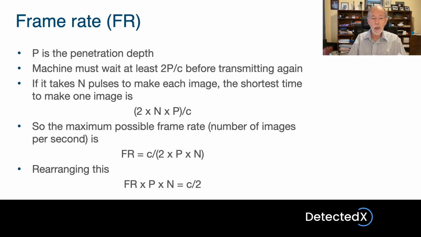Various additional modes will slow down the machine, so things like color Doppler, harmonic imaging, compound imaging, multiple focus, all of these things slow down the frame rate. And so the frame rate is quite an important consideration.